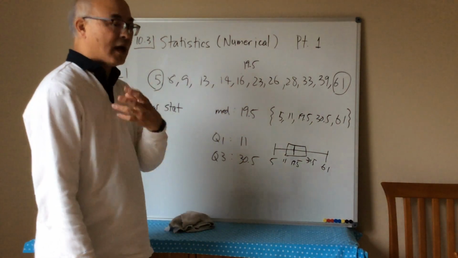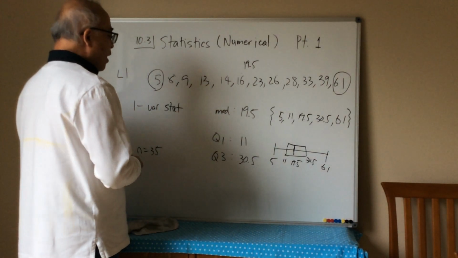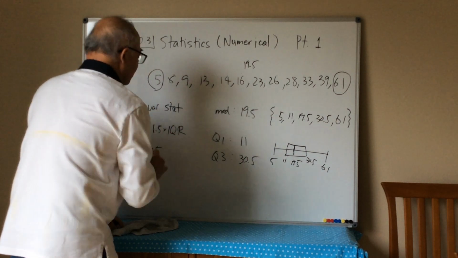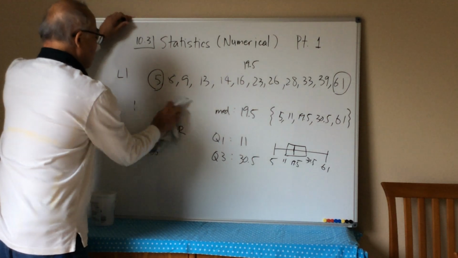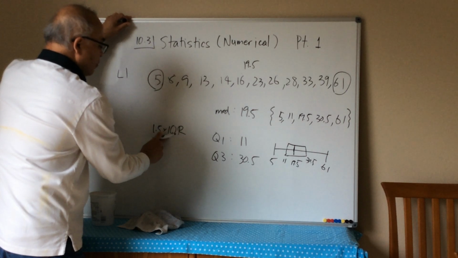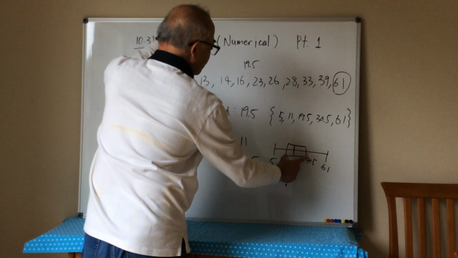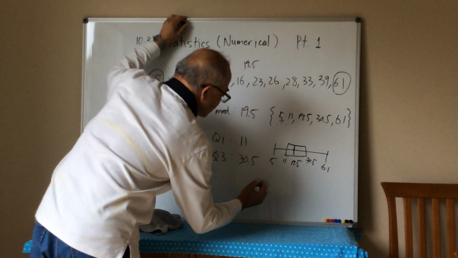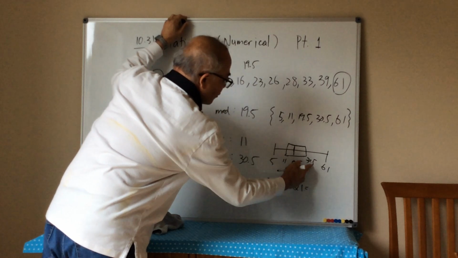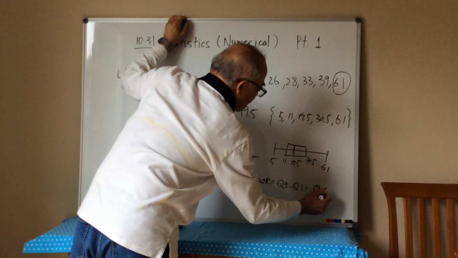So how do you calculate the outliers? The definition of an outlier is if it is outside of 1.5 times the IQR. Well, then the obvious question is, what is the IQR? IQR is the interquartile range. So it's the range between the 2 quartiles, Q3 and Q1. So on this one, the IQR is always Q3 minus Q1. Q3 is 30.5. Q1 is 11. So the difference is going to be 19.5.